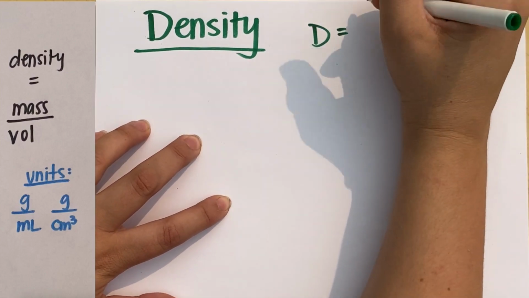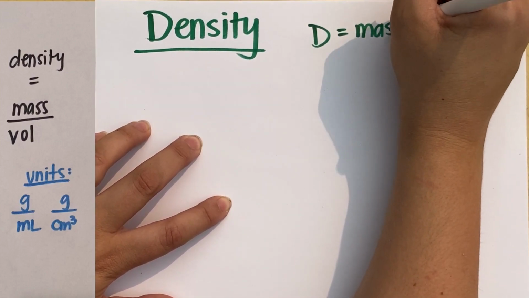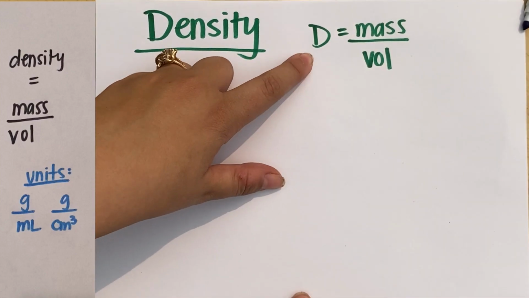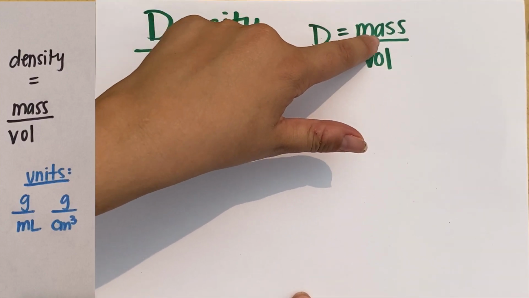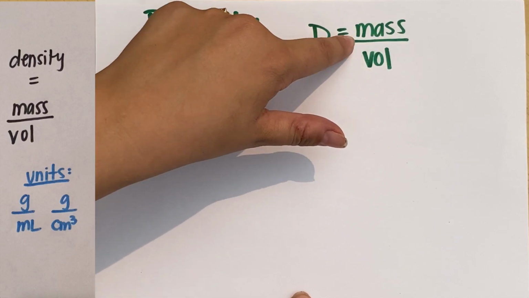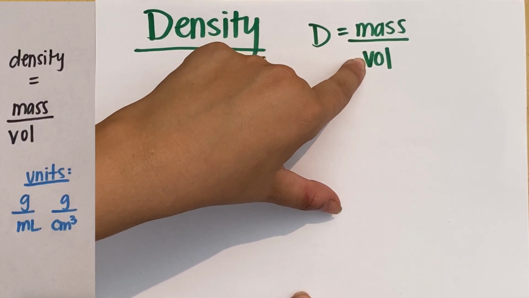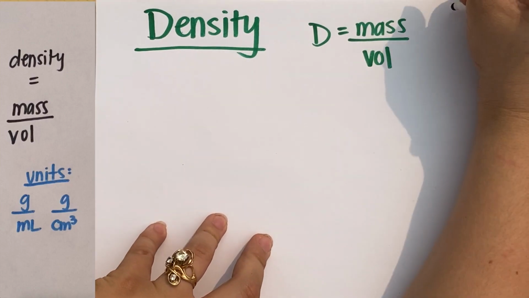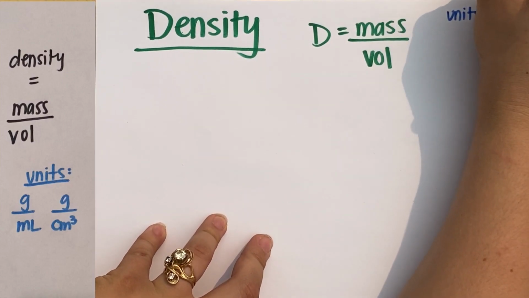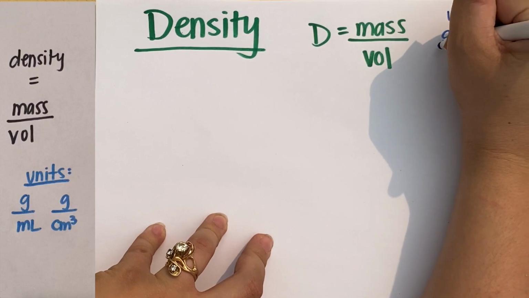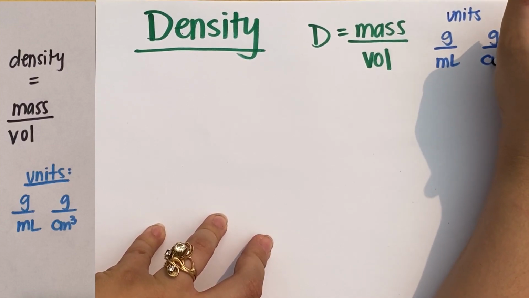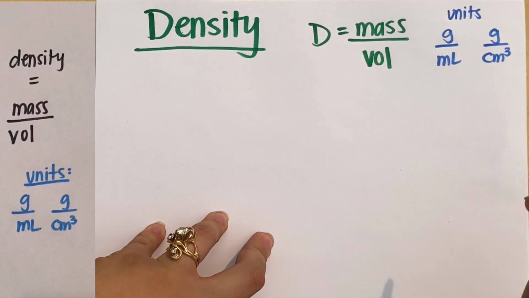Density is mass divided by volume. Basically, your density is how much stuff you have in you divided by how much space you take up. In general, the most used units for density are either going to be gram per milliliter or gram per centimeter cubed.